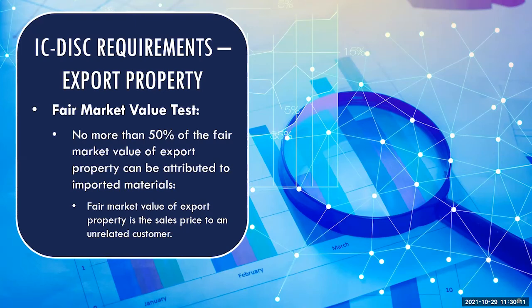So those three tests, if you meet all of those tests, then the sale of that property can be included in your IC DISC. You can calculate a commission on that.